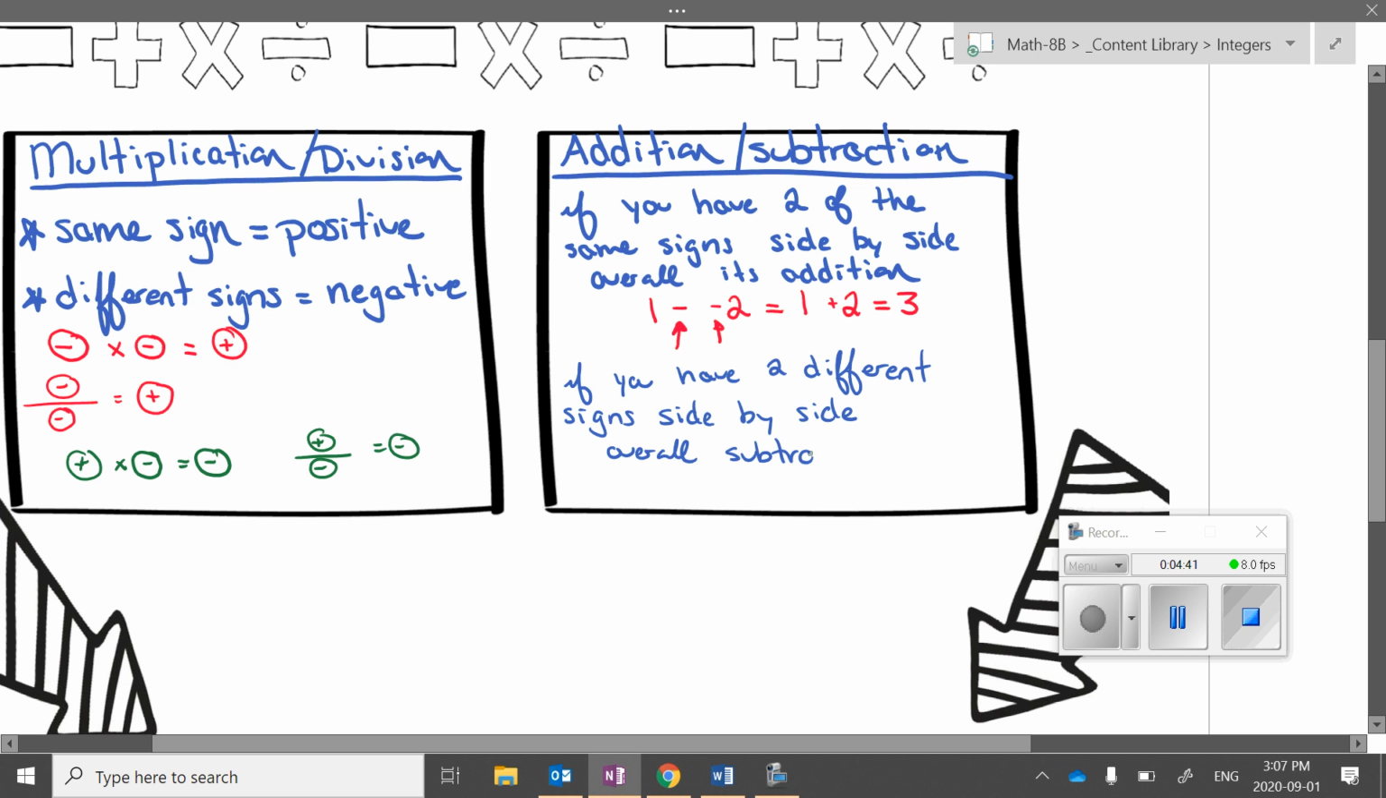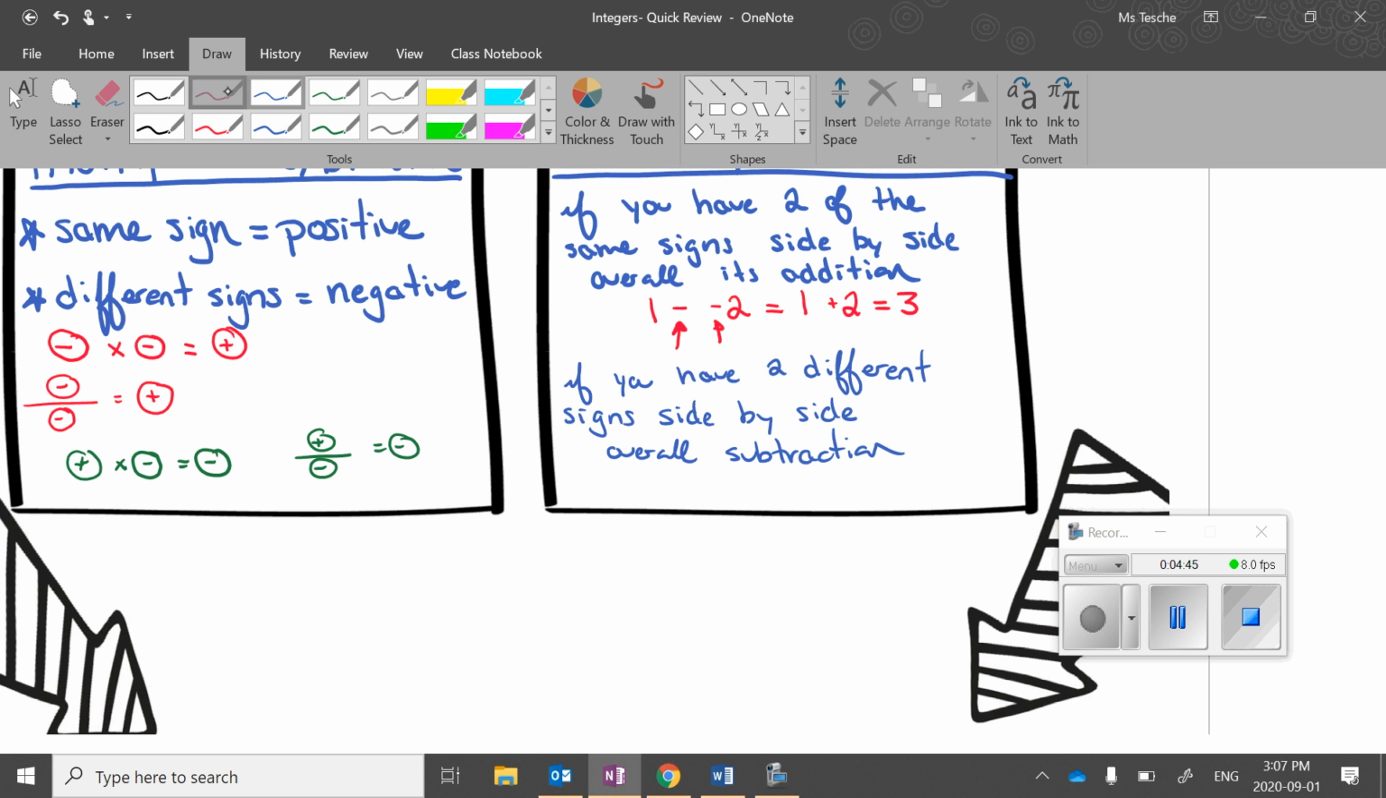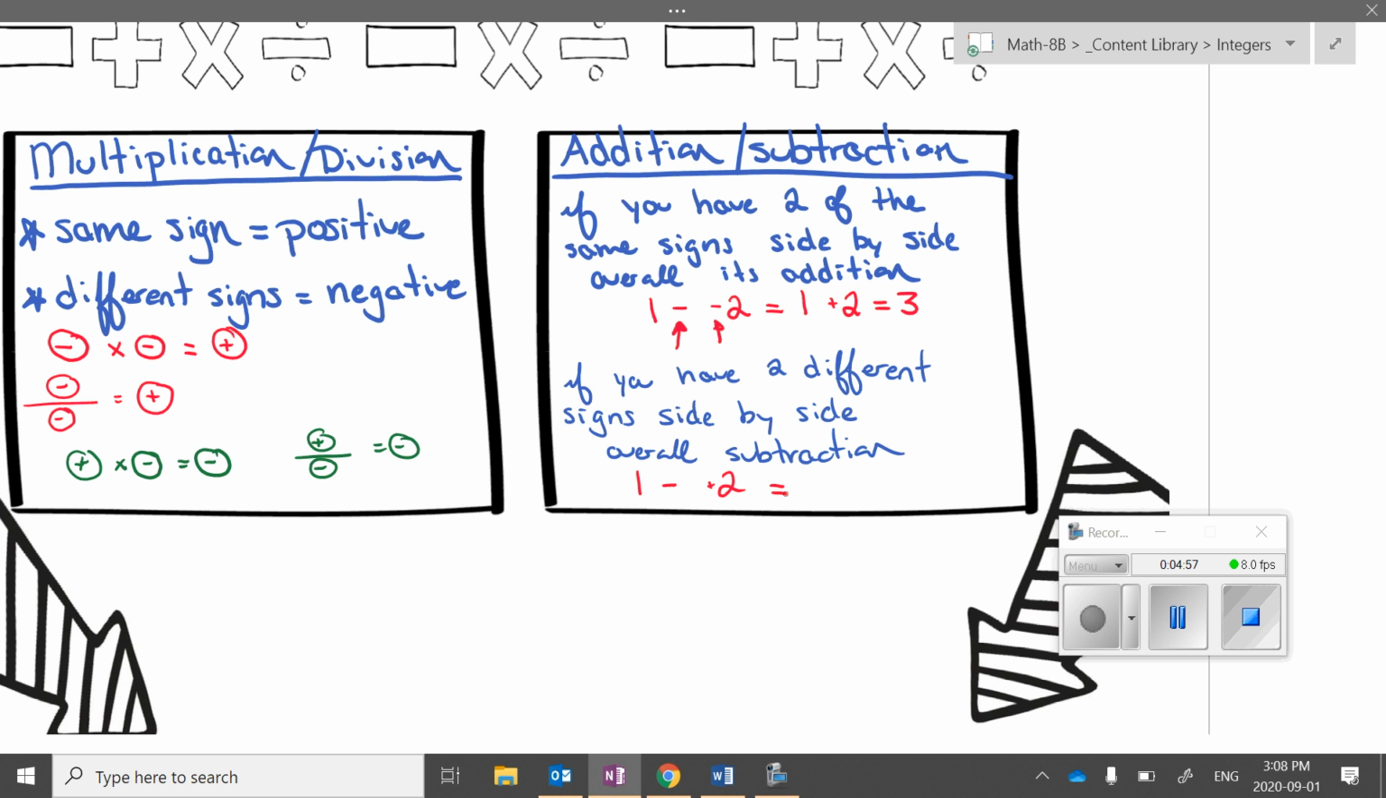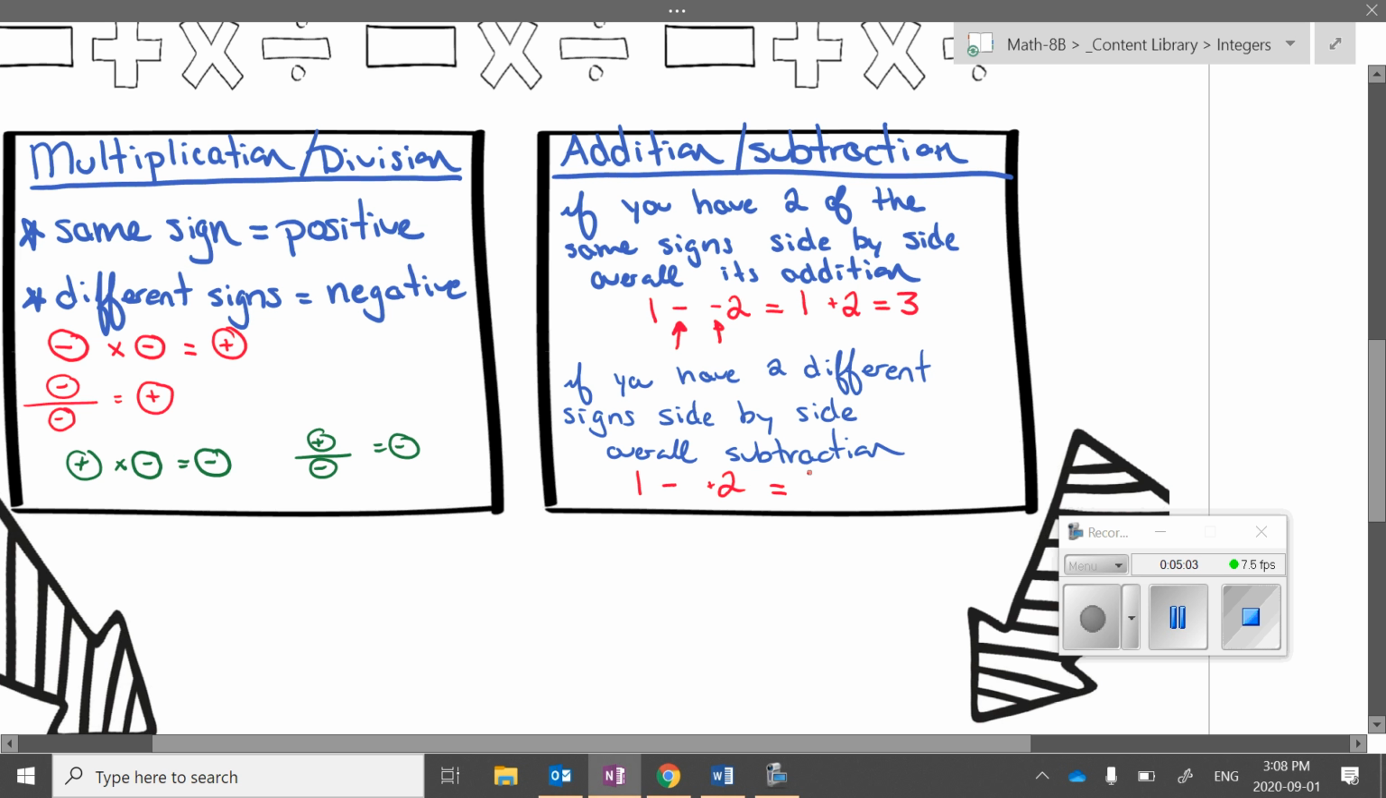overall subtraction. So that would be if I had 1 minus positive 2. I'm taking away 2. That plus sign sometimes just wouldn't be written, right? Because sometimes if there's no sign beside a number, we assume it's positive. But a positive and a negative are both there. Overall, that's the same thing as saying 1 minus 2, which gives us -1.